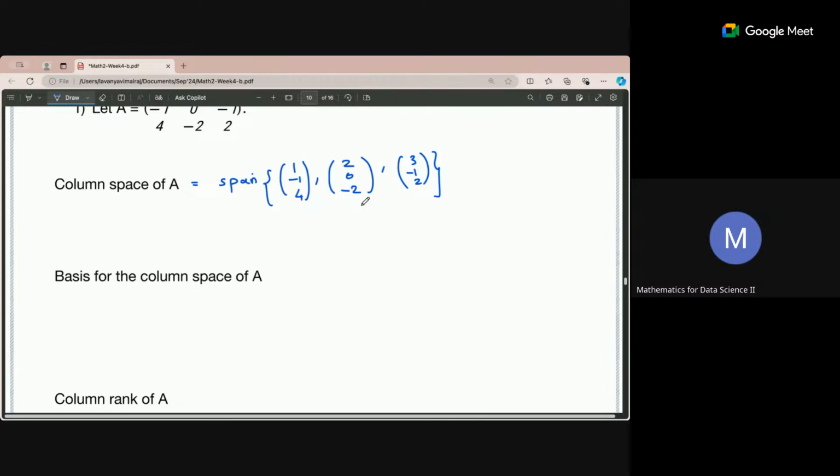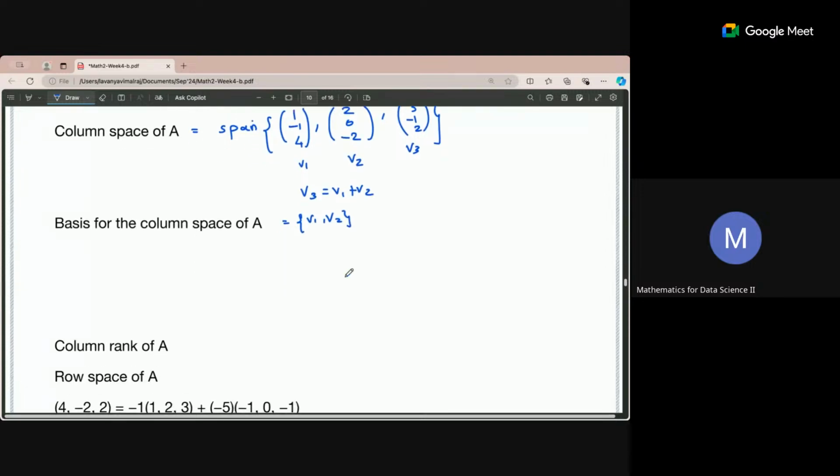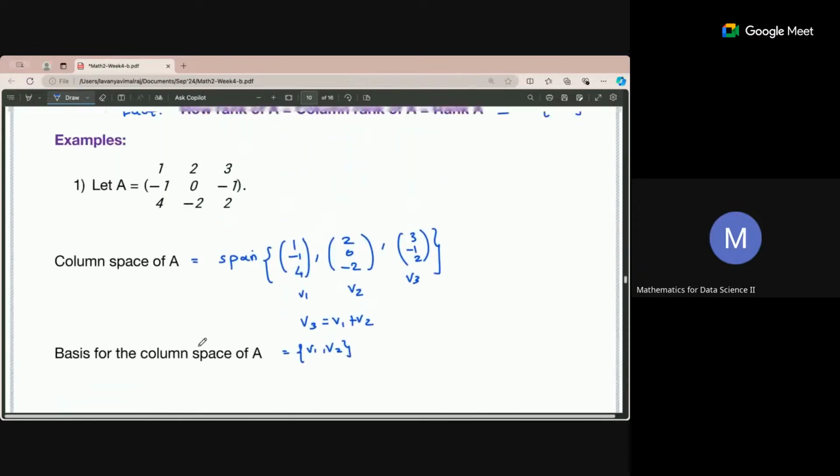Can anyone straightforwardly find a linear combination? The third vector is a combination of the first and the second. Yes, so V1 plus V2 in fact, right? V3 is V1 plus V2. So what are the basis vectors here? We can write V1 and V2. So what is the column rank of A? 2.